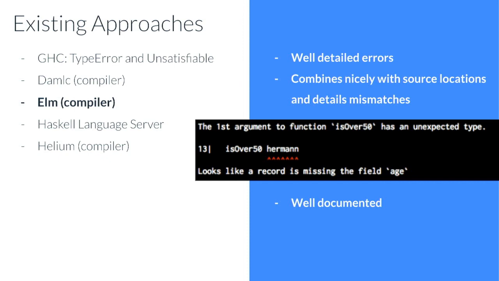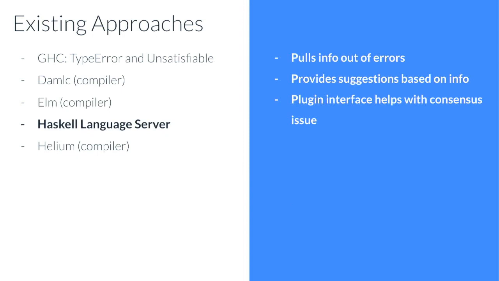So, of course, what's nice is that they document their ideas on type error emission. That's quite nice. It sort of fulfills goal 1. Then you've got the Haskell language server, which does a bunch of really useful stuff in that it pulls info out of errors, it pulls a bunch of information out of each individual stage in the compiler pipeline, and keeps them all around so that it can helpfully provide more and more information to the IDE.